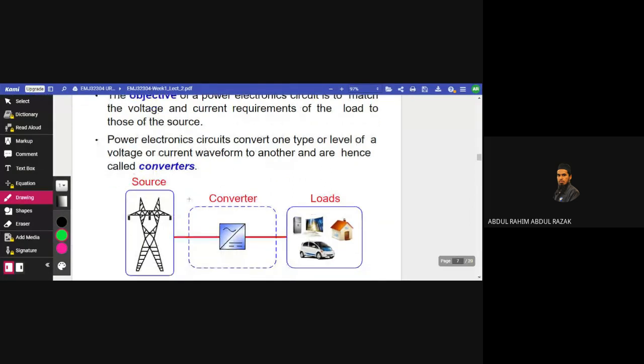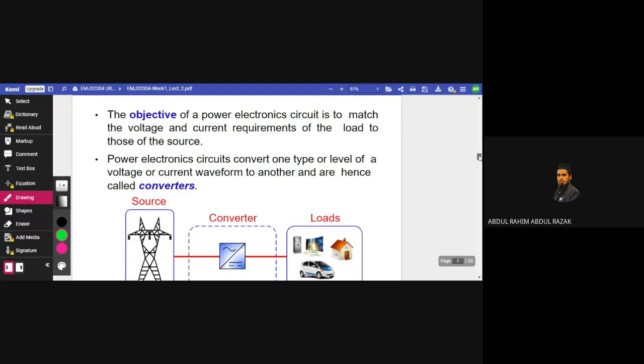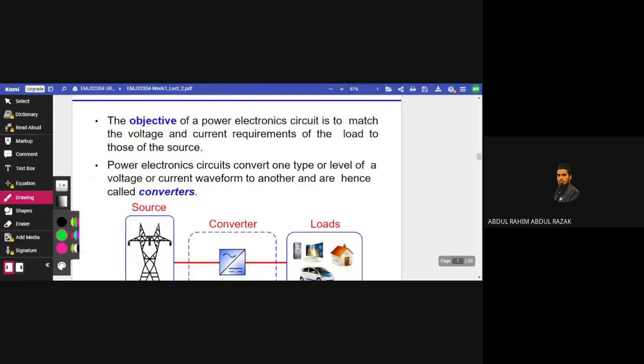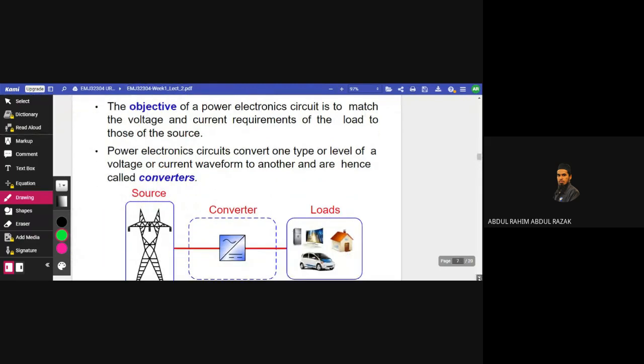And one question: why do we supply in terms of AC instead of DC? Why don't we take DC directly from the source or from the generation? Any answer? If we need DC, why do we generate AC from generation?